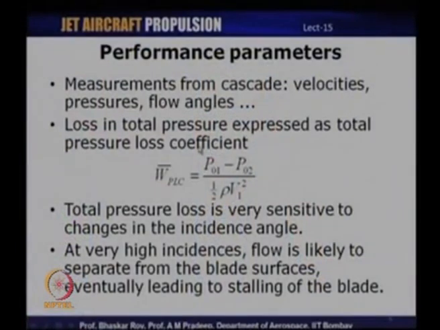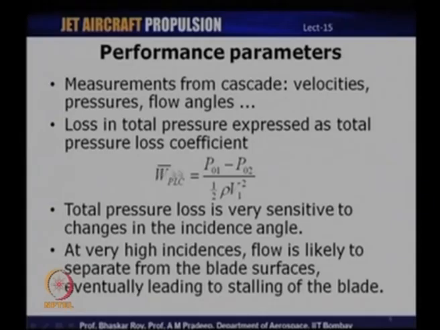And so, it is possible for us, from the cascade testing, to tell what is the band of incidence angles at which the total pressure losses are minimum, or what are the incidence angles at which total pressure losses increase substantially. That will help us in keeping this in mind when we take up detailed analysis or design of the blade based on our knowledge of the cascade testing of these blades. So, one of the parameters that we are going to define is based on the total pressure and the loss in total pressure across the cascade.